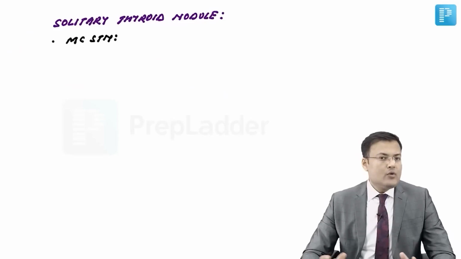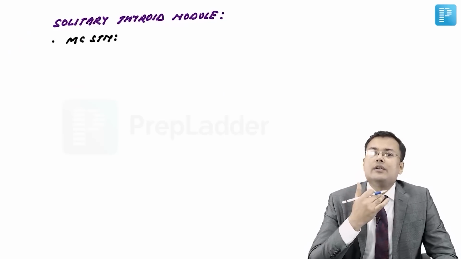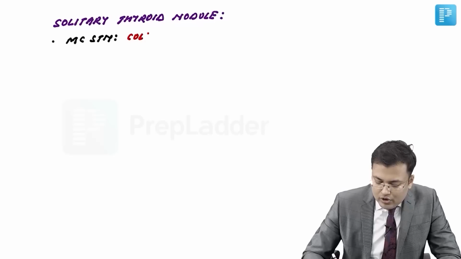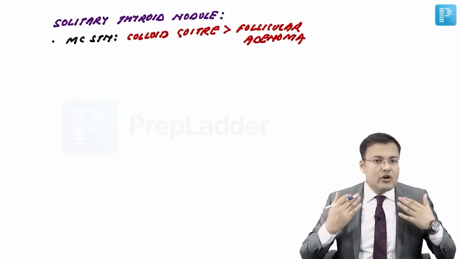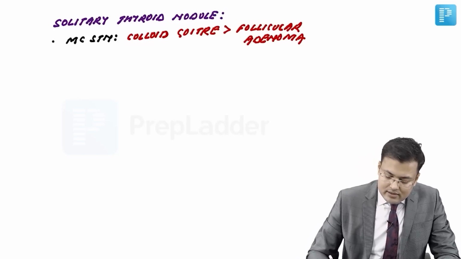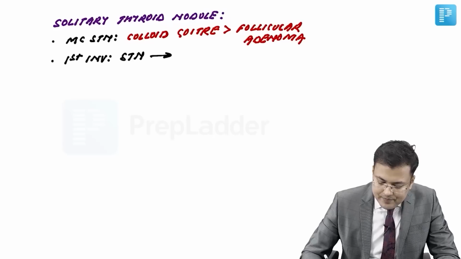Here's the explanation. What is the most common solitary thyroid nodule? You have seen these patients in OPD, and that is colloid goiter, followed by follicular adenoma. Another important point: what is the first investigation done in patients with a solitary thyroid nodule? You must know, the first investigation done is the thyroid function test.